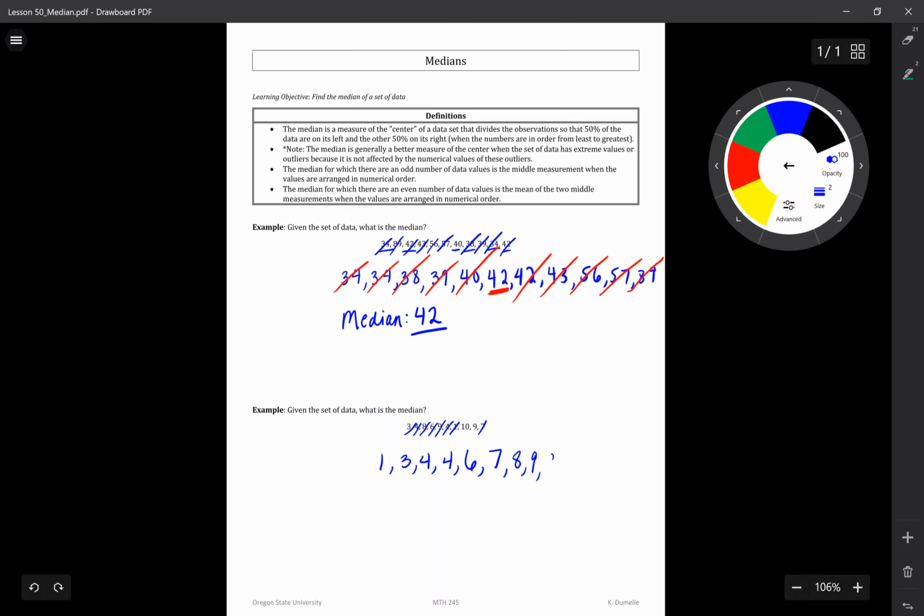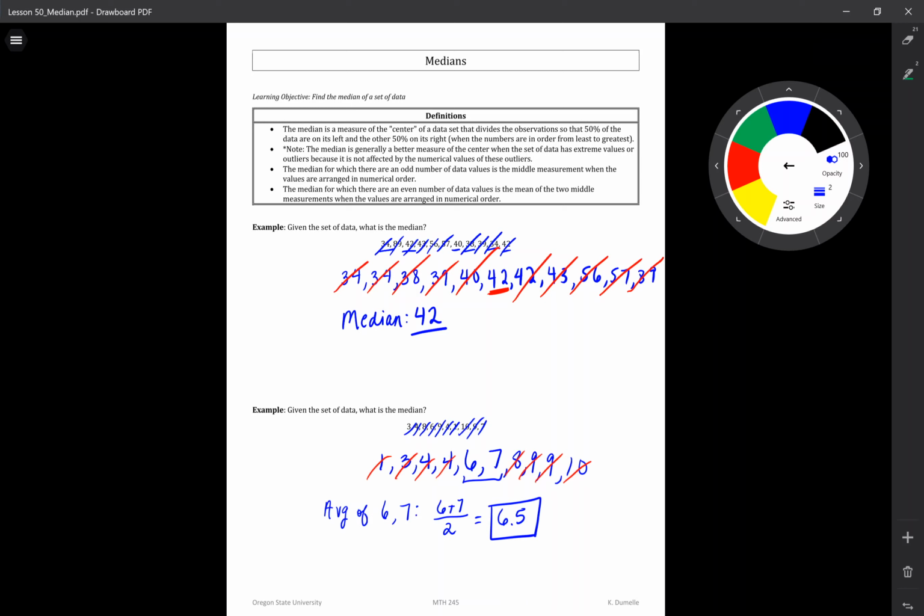Okay, and then I just chop one off from each side. Here I am left with 2 in the middle. So what I do here is if I'm left with 2, I take the average of these 2. So the average of 6 and 7, I add them together and I divide by 2. So this is 6.5. So that is our median here.